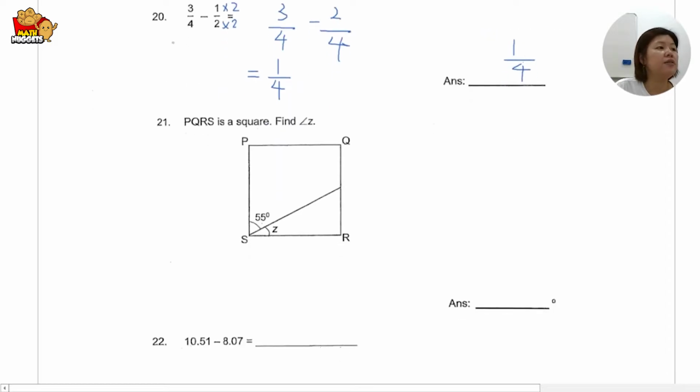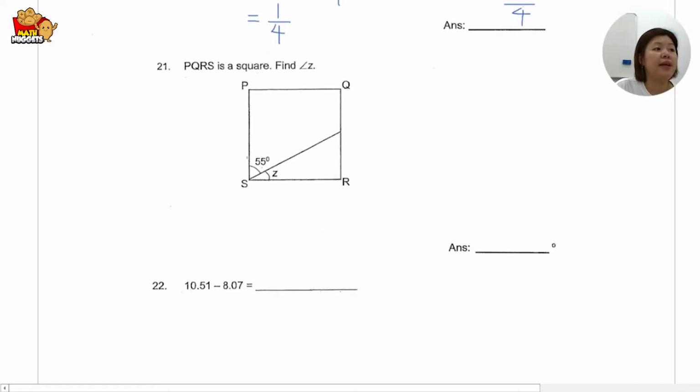Okay, angle. Square is 90 degree. So this is also 90. In order to find Z, will be 90 minus 55, which will give you 35 degree.